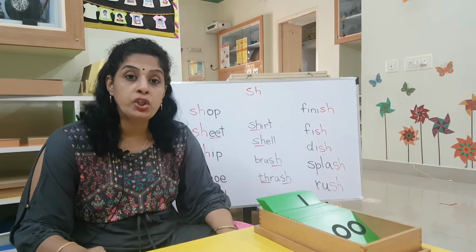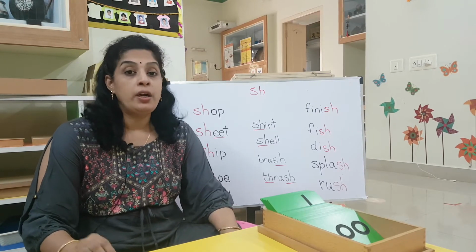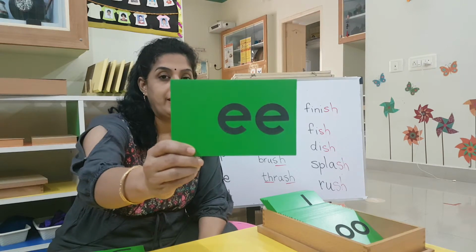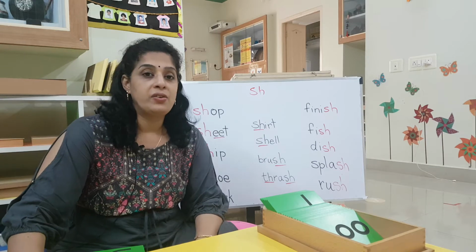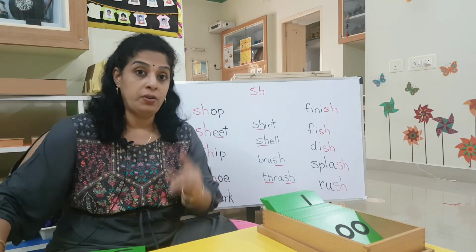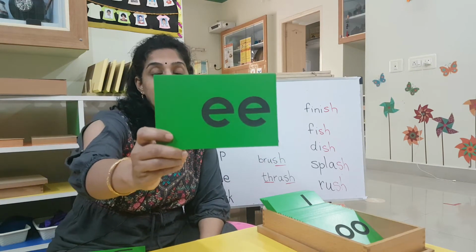We are going to learn the sound sh. What is the sound? Sh. Already you would have learned this sound. What is this? E. That's right, as in free, tree. Is it not? Yes. That's your E. Whenever you hear the long sound E, you're going to make use of two letters, E and E.